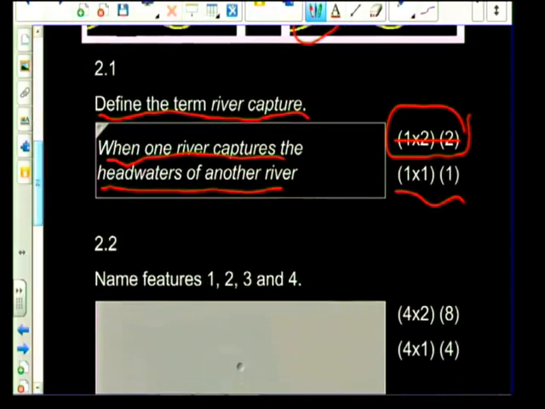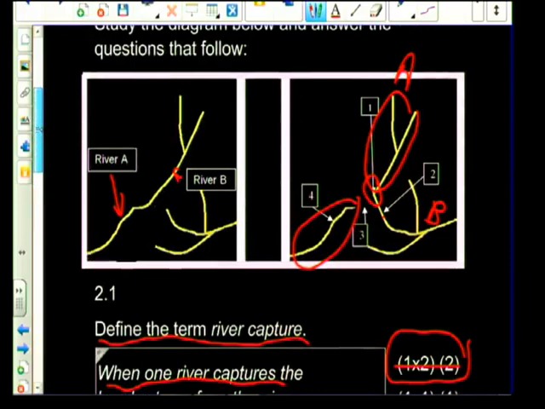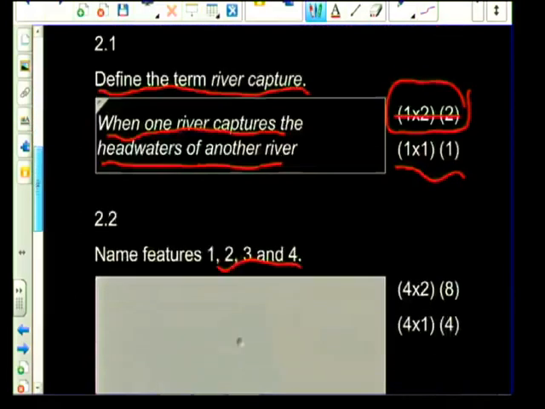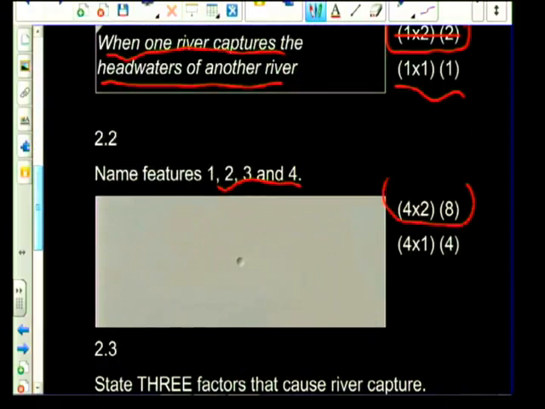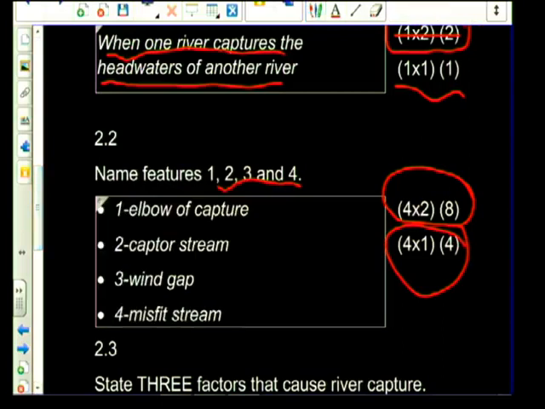Name features 1, 2, 3, and 4. If you were given this in the past of naming features, although you are identifying it on the diagram, because it's simple identification, it is no more 2 marks each, it's now 1 mark each. All right, which is 4 times 1, giving you 4 marks. Obviously, when I show you this and you look at it down here, each one is worth 1 mark, 1 mark, 1 mark, 1 mark. No more 2 marks as in the past.